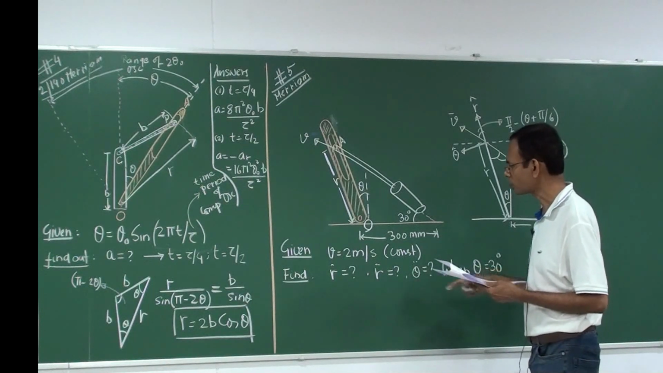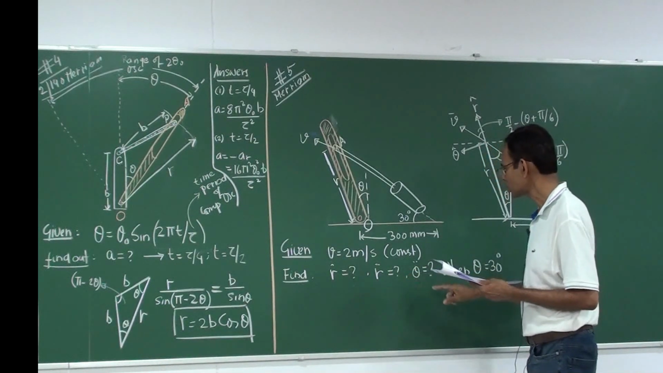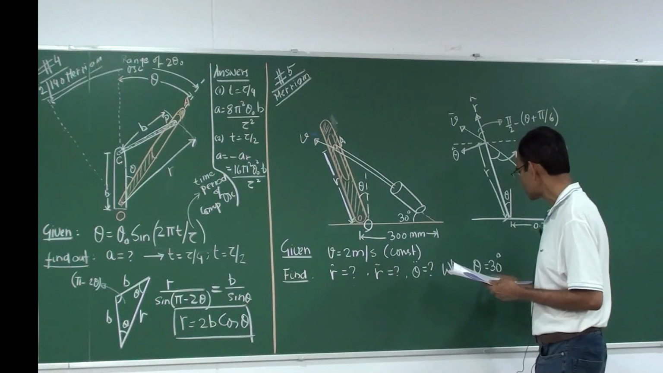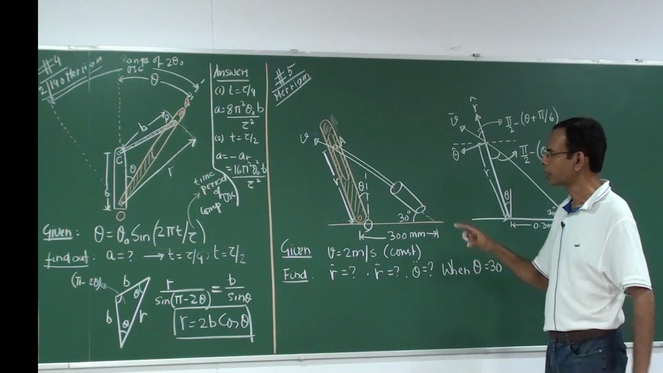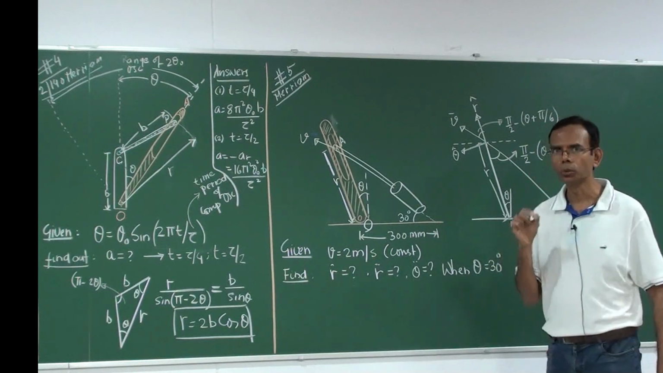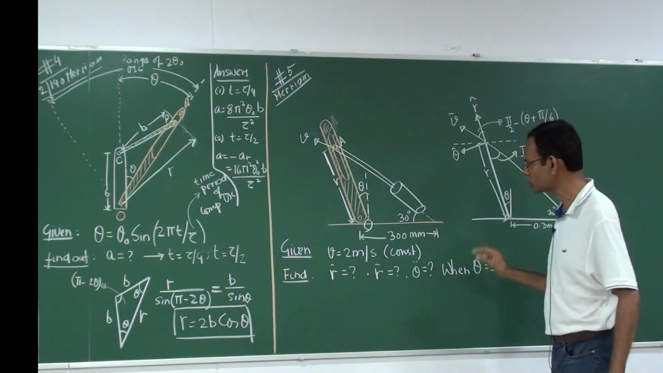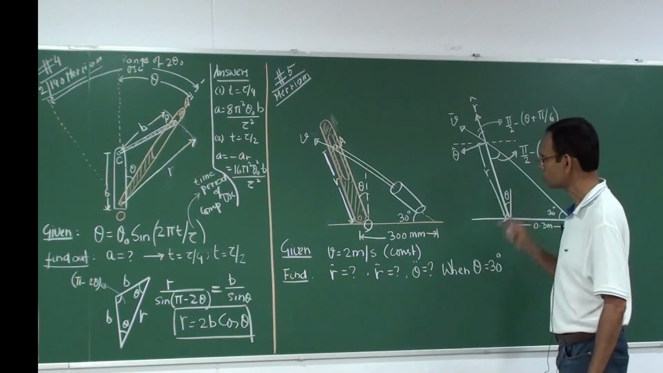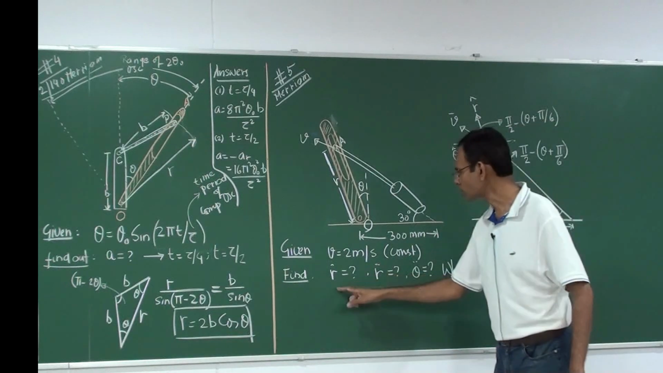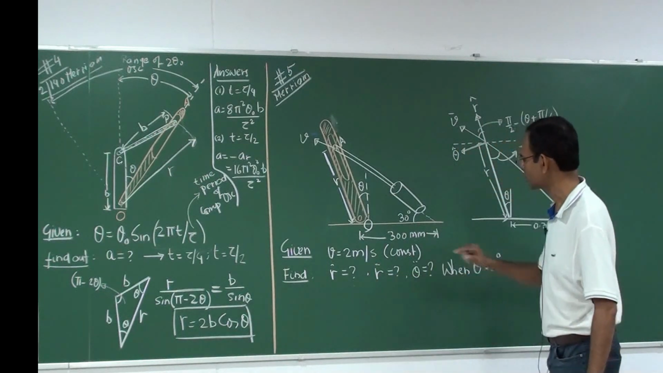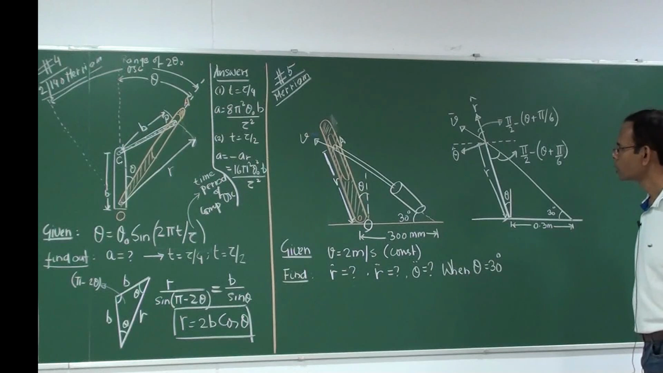Determine the values of r dot, r double dot, theta double dot, when theta is equal to 30 degrees. So basically they want us to calculate the exact numerical values when theta is equal to 30 degrees. So what is the numerical value of r dot, r double dot, theta double dot? So how will you do it?